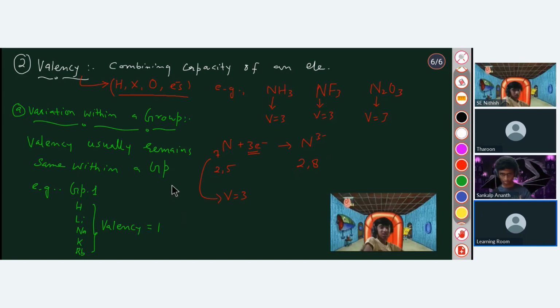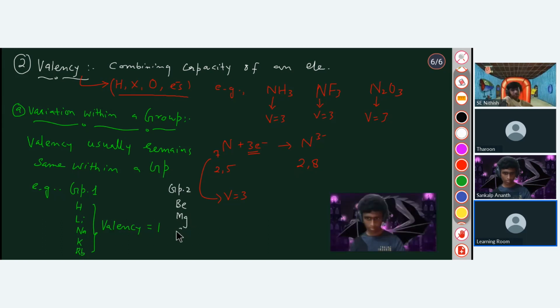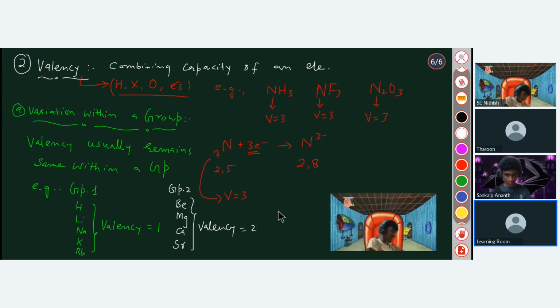So for example, if I just talk of group 2 elements, so we are having beryllium, magnesium, calcium, strontium. Can you tell me their valency? Sir, 2 plus. Exactly. All these have valency 2. So that is why within a group it remains the same.